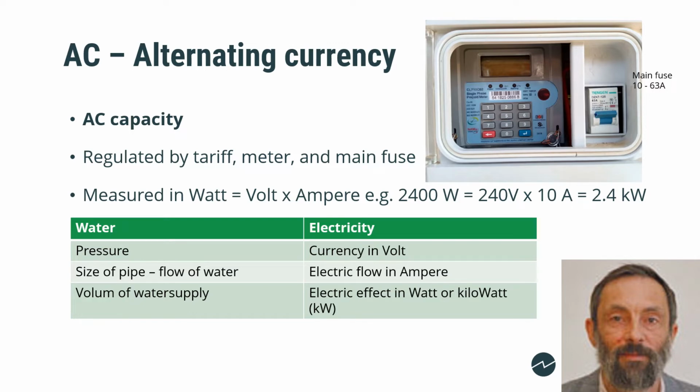The final water supply is measured by volume, and the customer has to pay for the cubic meters of water consumed. Likewise, the final effect of electricity is measured in watt or kilowatt. And the customer will have to pay for the amount of watt or kilowatt which is consumed.